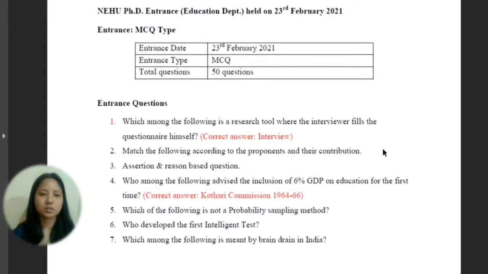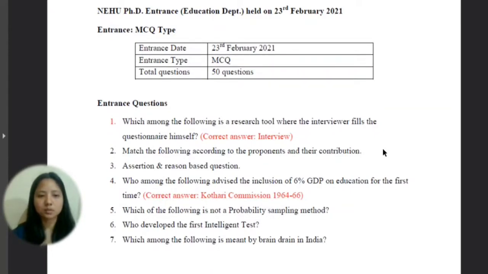Next, one of the questions was also based on assertion and reason. In one of the MCQ questions, four options were given and the question asked was, who among the following advised the inclusion of 6% GDP on education for the first time? The correct answer was Kothari Commission 1964 to 66. Next, one MCQ asked which of the following is not a probability sampling technique. In the list, some sampling techniques were given, and one had to locate which one was not a probability sampling technique. This was very simple.